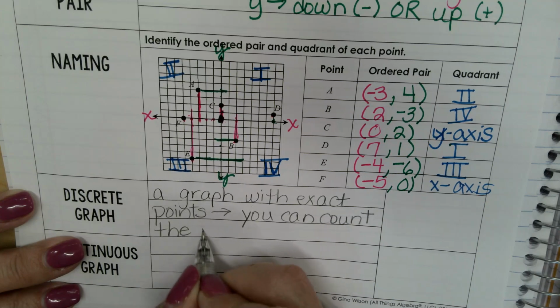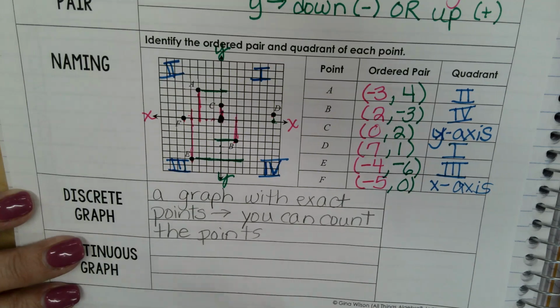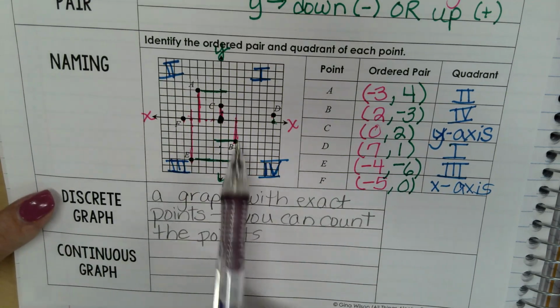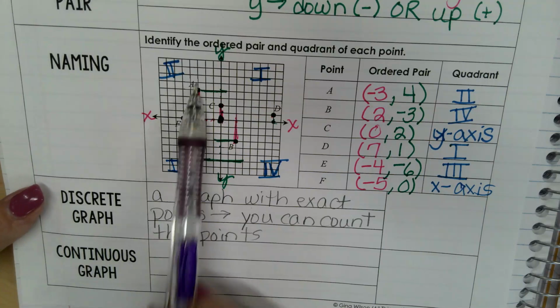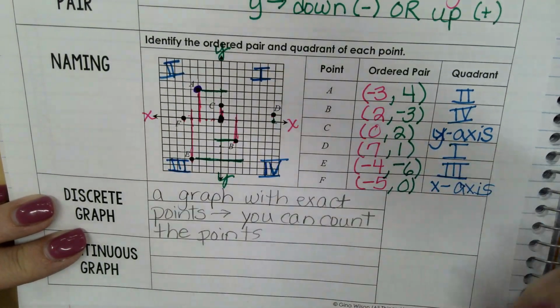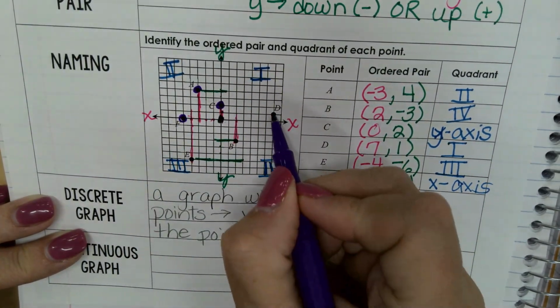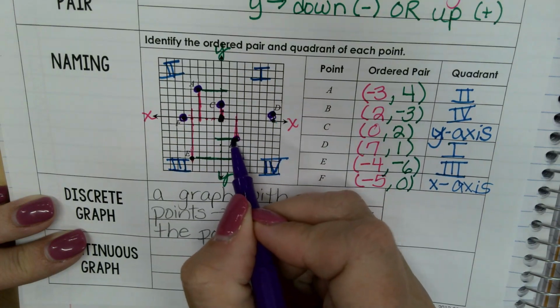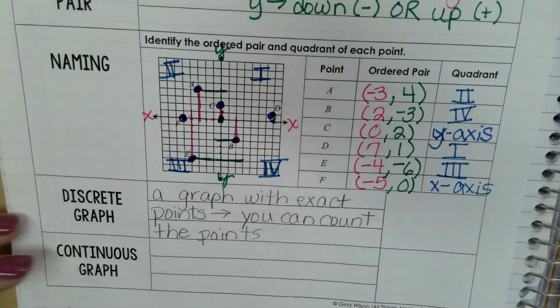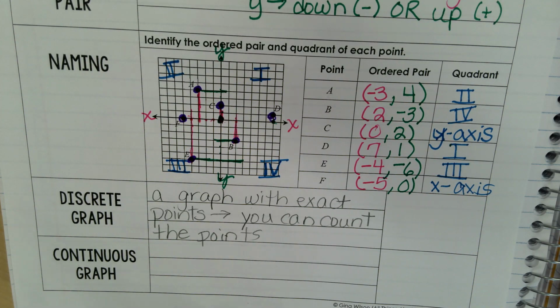You can count the points. So on this graph up here, could I count all the black dots? Look, there's 1, 2, 3, 4, 5, 6. There are exactly 6 points, 6 coordinates on this graph. Could I count them? Yeah, I can count them.